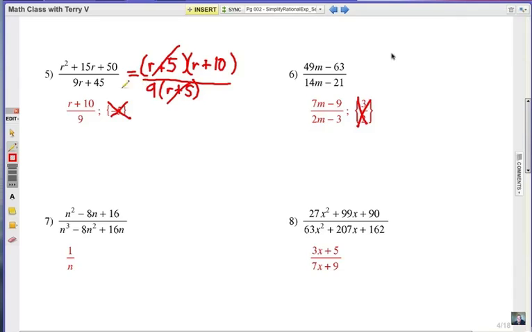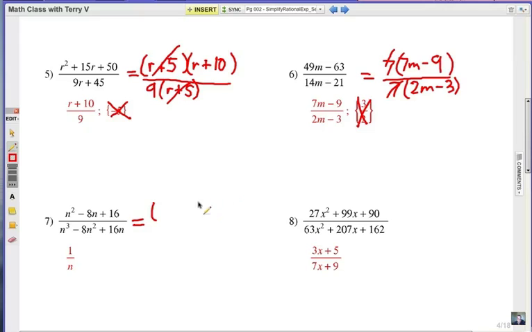Very good. Look for a common factor here, and that would be 7. So 7 factored out would give me 7m minus 9. On the bottom, I can factor out a 7 again. So 7 divides into each of those, leaving 2m minus 3. Those 7s can cancel each other out. That leaves me with this binomial on the top and that binomial on the bottom. No parentheses needed.